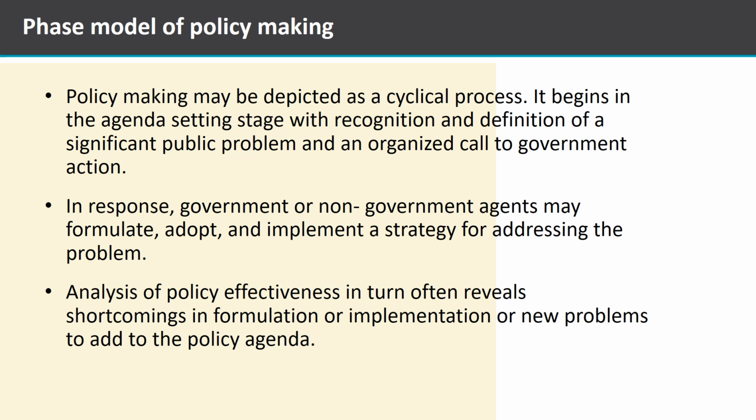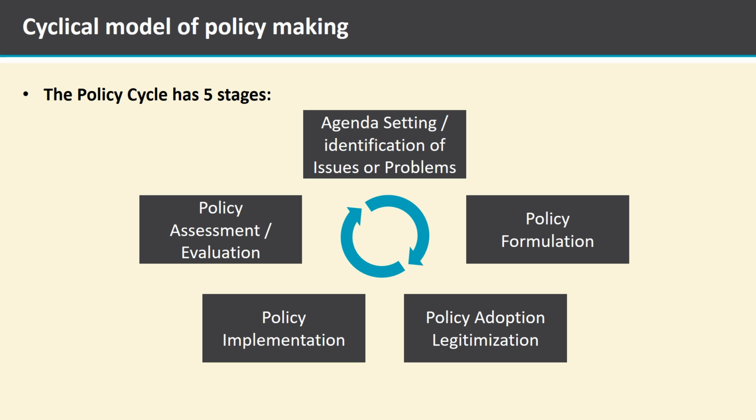Analysis of policy effectiveness in turn often reveals shortcomings in the formulation or the implementation, or may show new problems that need to be added to the policy agenda. So this cyclical process brings us from agenda setting to the formation of new agendas. Recapping on the policy cycle that we discussed in Module 1 may help in our understanding at this stage.